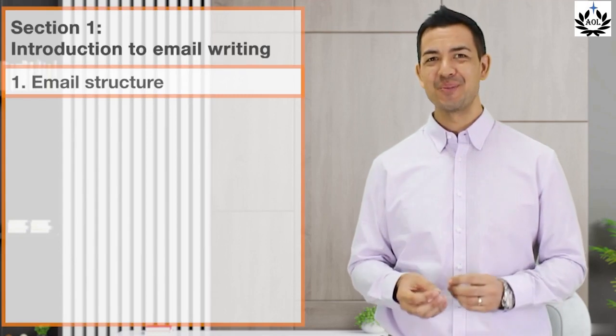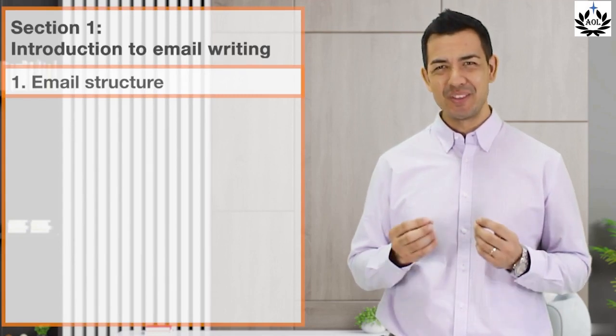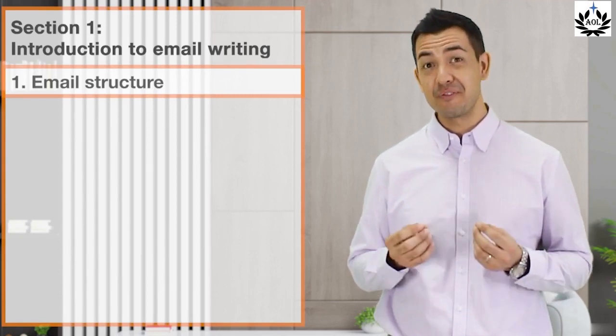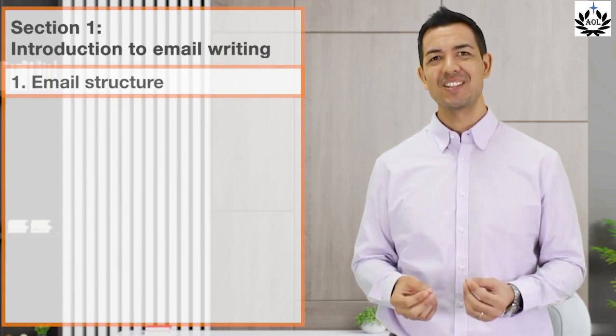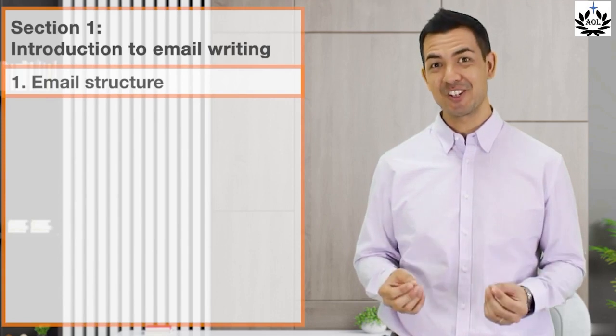This section is called Introduction to Email Writing. It consists of 7 lessons. We're going to begin with email structure. Now in this lesson, you're going to learn the 5 parts that every good email should have, as well as some useful phrases to use in each part of that structure.